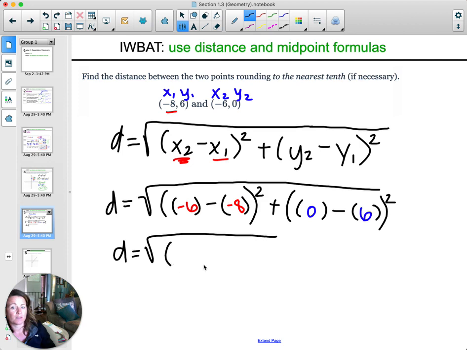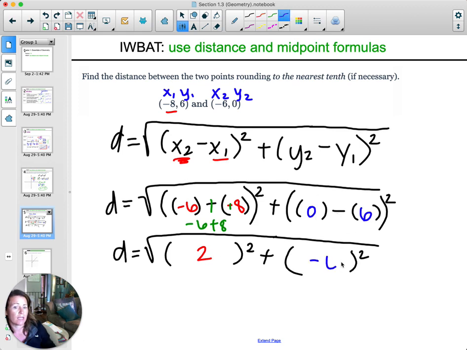Then we're going to simplify inside each of those parentheses. So for this one, we have -6 minus a -8. So remember, when you subtract a negative, it becomes a positive. Those two negatives together make a plus. So this is really -6 plus 8, which is 2. And then we have 0 minus 6, which is -6.